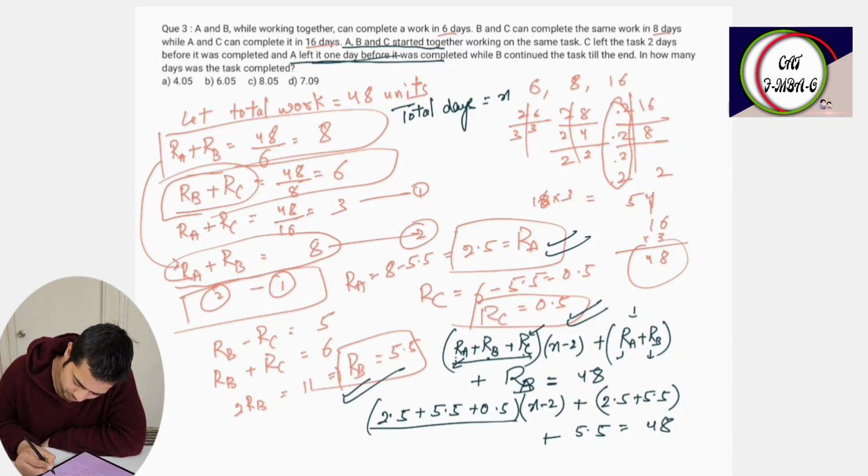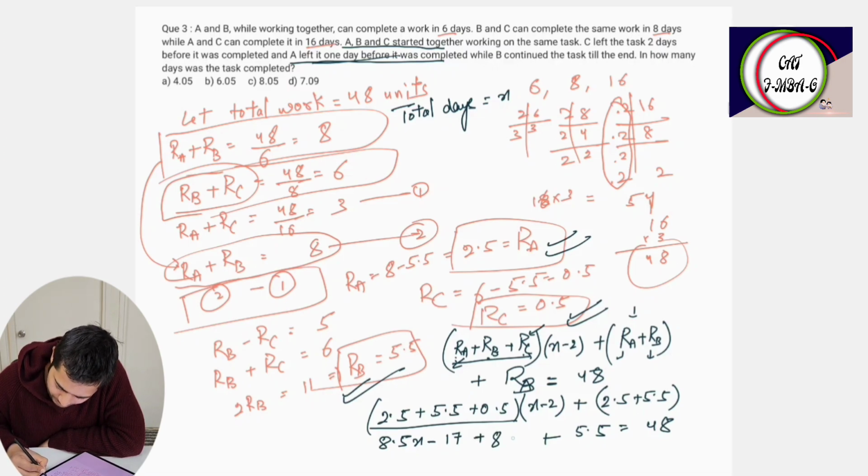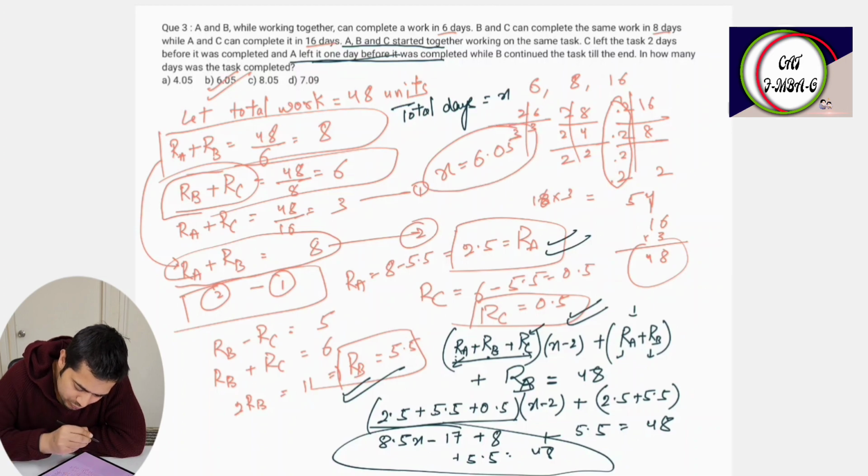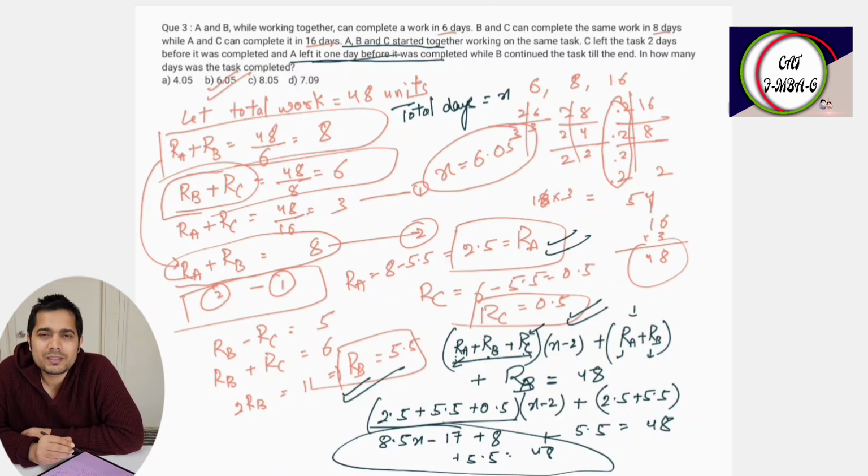So this comes around 8.5 into X minus 2, plus 8, plus 5.5 is equal to 48. Then if you solve for the value of X from here, you are going to get 6.05. X is equal to 6.05. So this is the time required to complete the whole task.